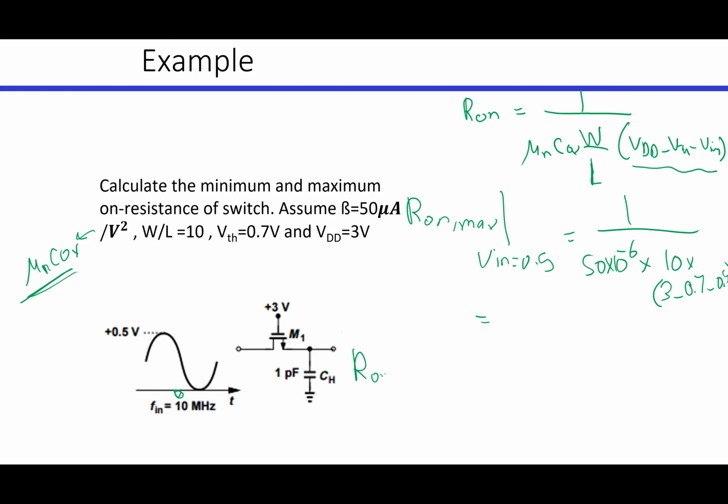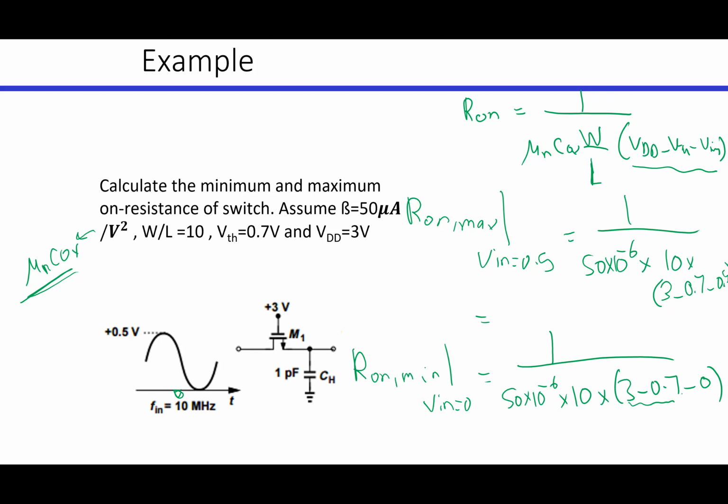And R-on minimum is when your Vn is equal to 0. And this again happens like this: 10, W over L, with 3 minus 0.7 minus 0. Now this term is going to become larger, therefore your R-on will be reduced. Now you can plug in and find the values. Any question?